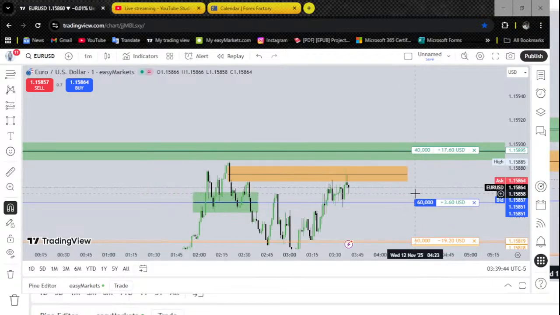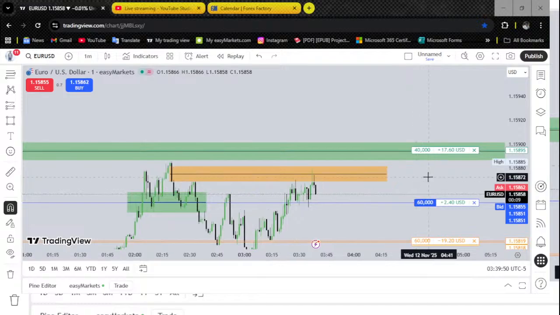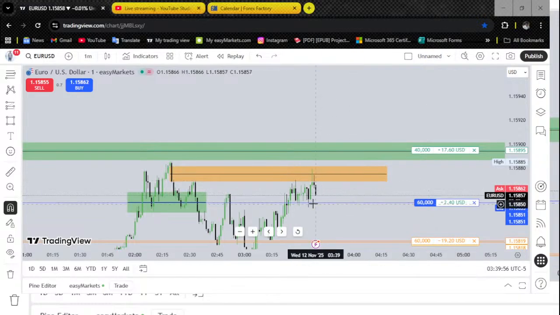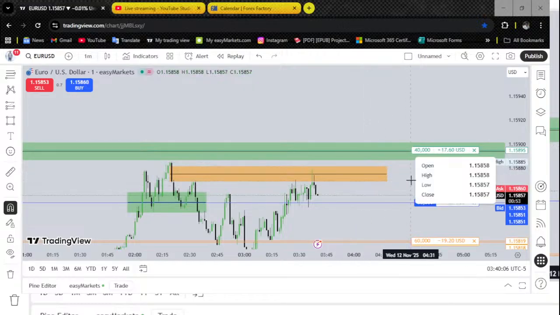Guys, trading is very good once you understand your PDRAs. Even if you lose, you know why you lost, because of this and this. That's the best thing. Even if the market comes back up, as long as it disrespects my PDRA, I just get away.